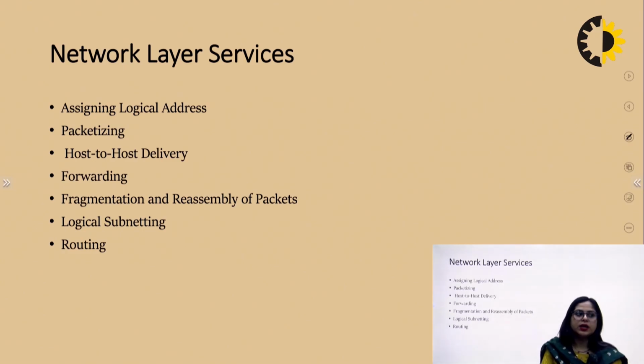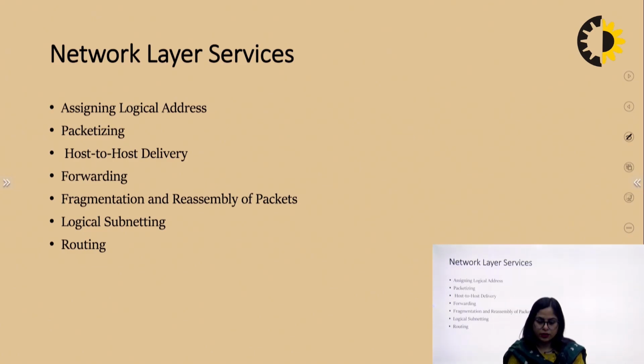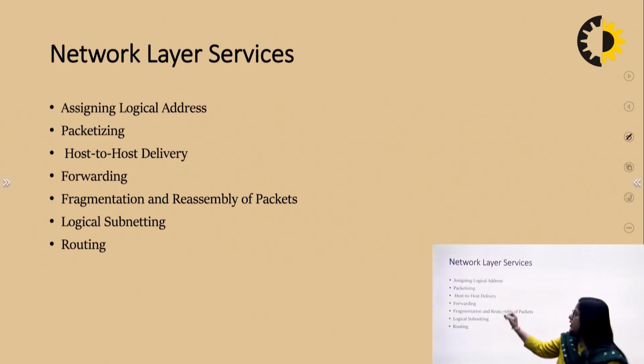Packetizing. When the data comes from the transport layer, it is encapsulated at the source and sent to the destination. After that, the receiver decapsulates that data.